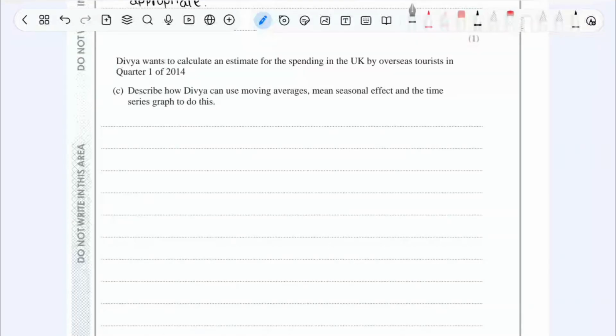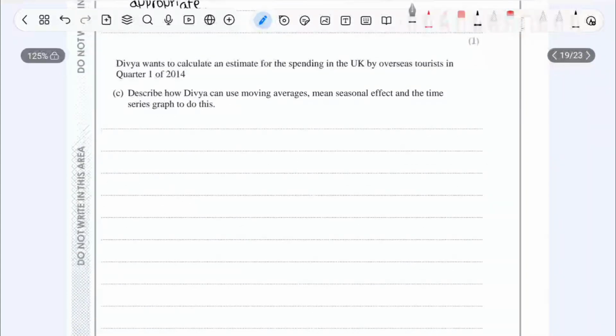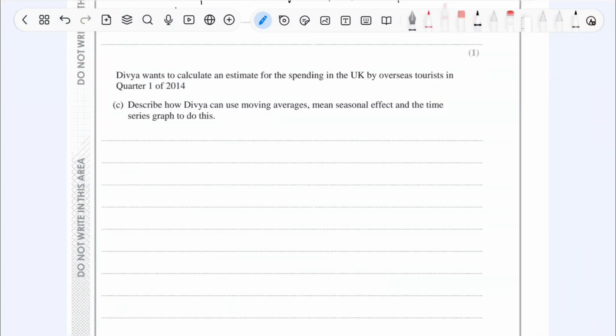Divya wants to calculate an estimate for the spending in the UK by overseas tourists in quarter 1 of 2014. Part C. Describe how Divya can use moving averages, the mean seasonal effect, and the time series graph to do this. And just note that it's a 5 marker. I'm going to pick out the keywords here: calculating an estimate, quarter 1, 2014, and the keyword here is describe.